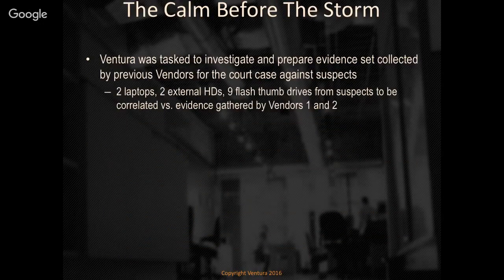All right, the calm before the storm. So we go in, we think, hey, pretty straightforward, right? We got some data, we got to pull it out, we got to package it, all good. So we were tasked to investigate and prepare the evidence set collected. It was 2 laptops, 2 external hard drives, 9 flash thumb drives from suspects to be correlated versus the evidence gathered by the vendors 1 and 2. Okay?